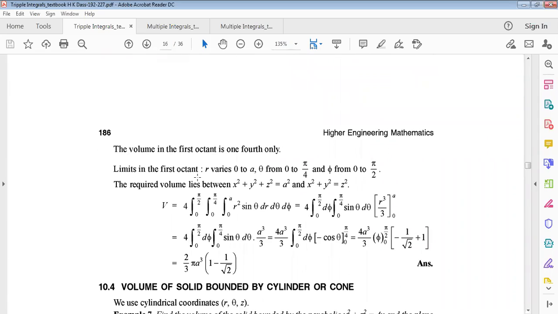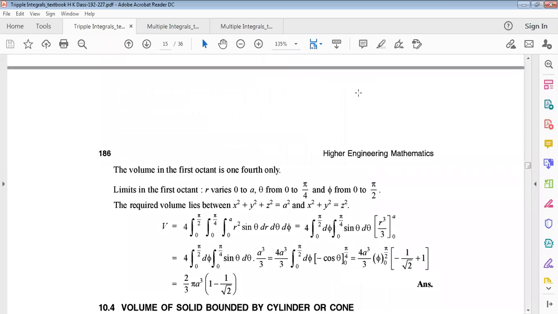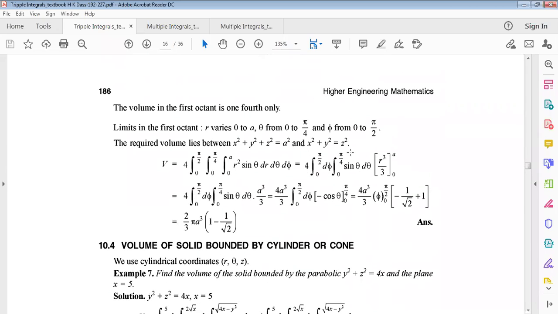The limits in the first quadrant: r varies from 0 to a, and angle theta will be 0 to what? Pi by 4. And phi will vary from 0 to what? Pi by 2, this whole 90 degree. But theta only varies up to pi by 4, just 45 degree. This is the theta, this whole angle will be phi, and this small angle will be 45 degree.